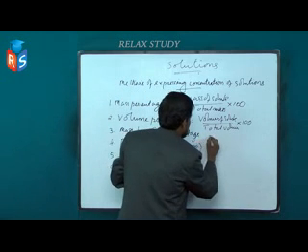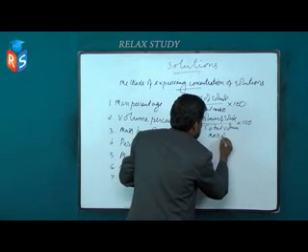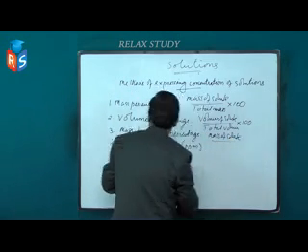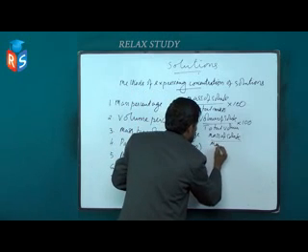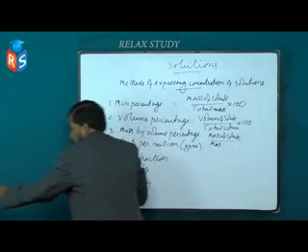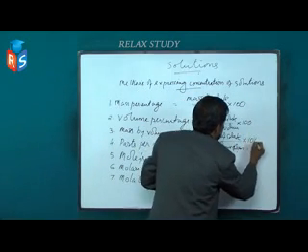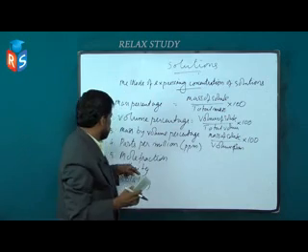Mass by volume percentage, that is, mass of solute divided by volume of the solution into 100, is what is called mass by volume percentage.